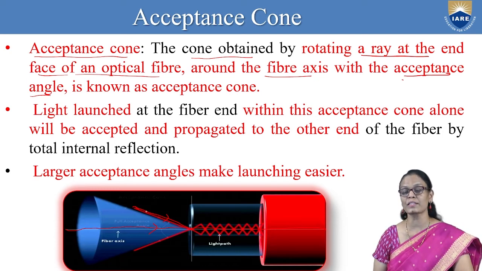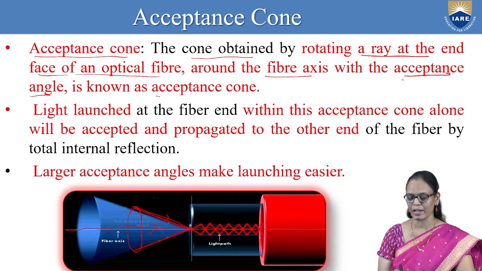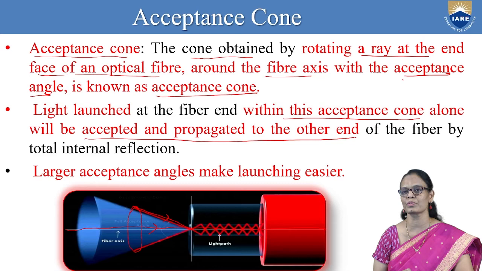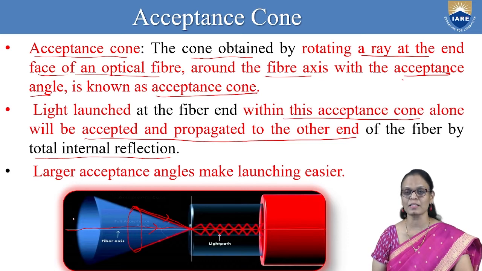So how do we get this cone? We will try to understand. You take this ray and rotate it around the fiber axis with the acceptance angle. Then we get the acceptance cone. And light that is launched within this acceptance cone alone will be accepted and propagated to the other end of the fiber by total internal reflection. So that is the importance of the acceptance cone. Till now we are talking in terms of angle.